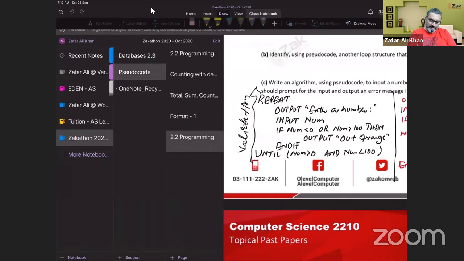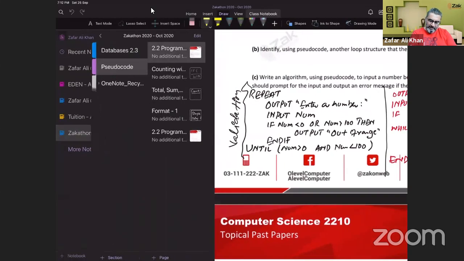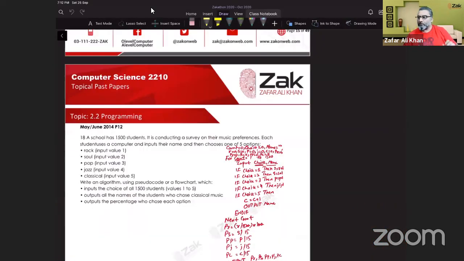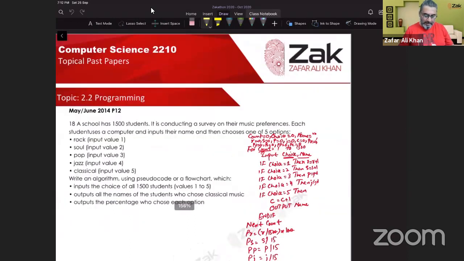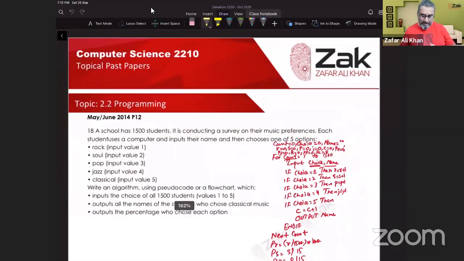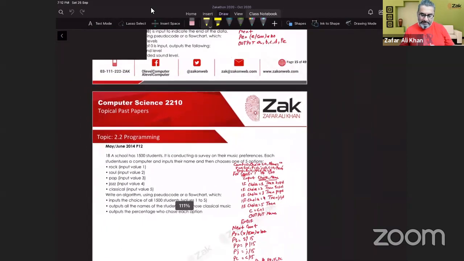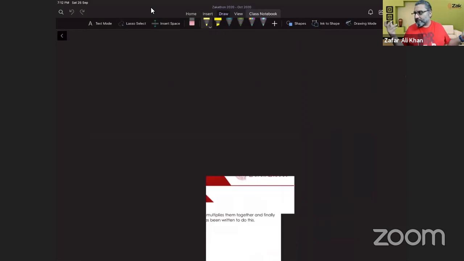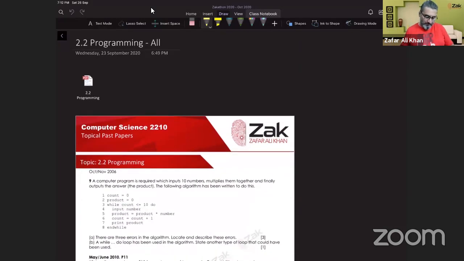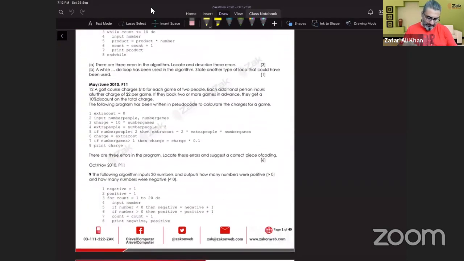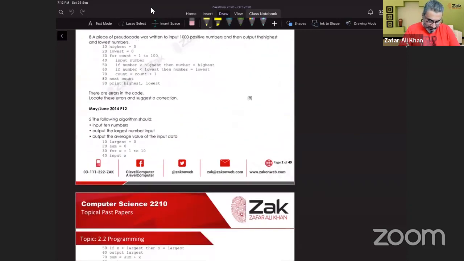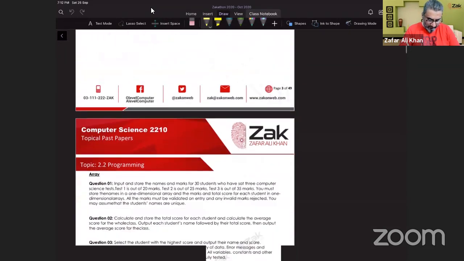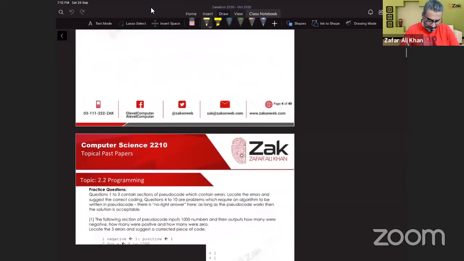How do we know it is format 5? We know it is format 5 because they have not asked for any number of times. They have not asked for any condition. What they have asked for is something that is happening just once. If it is happening once, then we can clearly see it is format 5. So let's see if there are any questions for format 5. There were few.